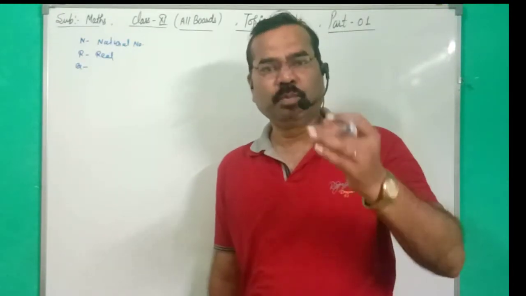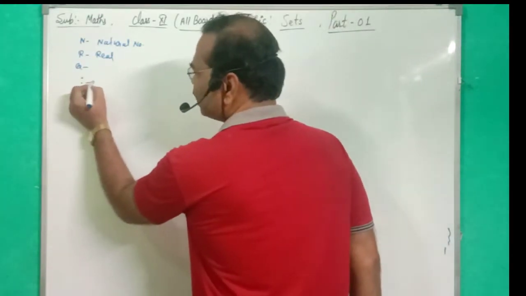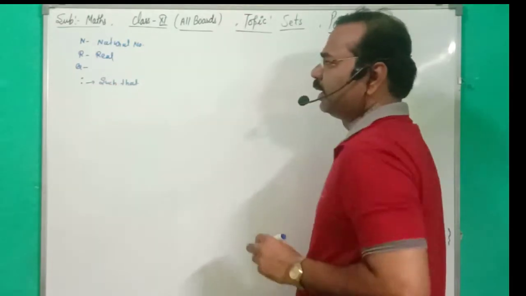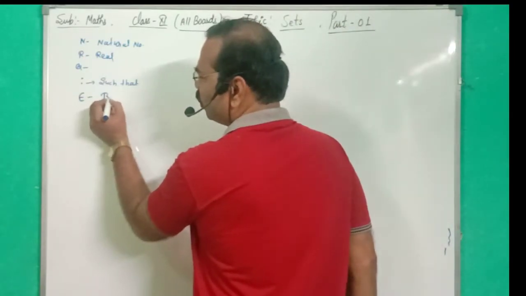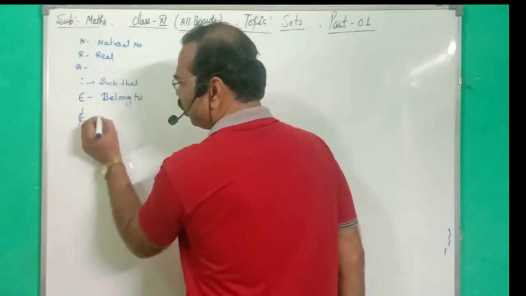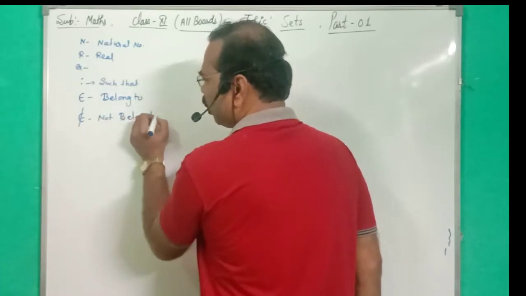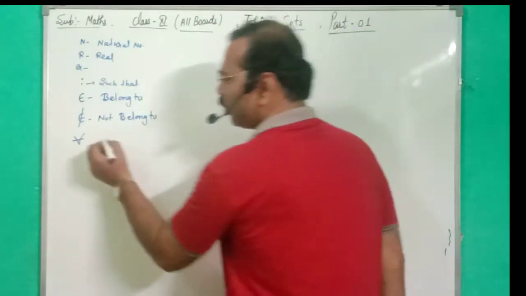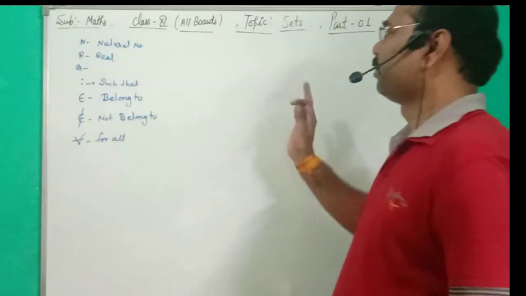Here is some more information. This symbol is called "such that". We are using that in our topics. Another is called "belongs to", and then "not belongs to". And another is called "for all". That is the terminology we are using in our chapter on sets.